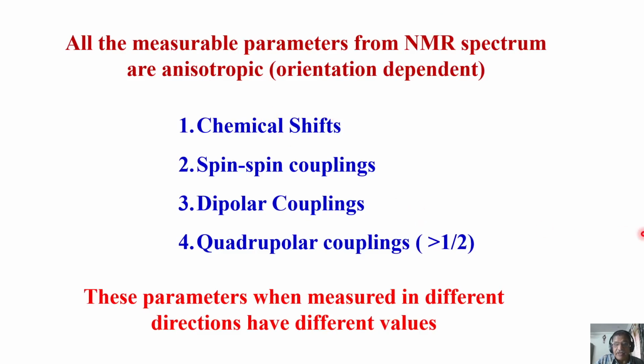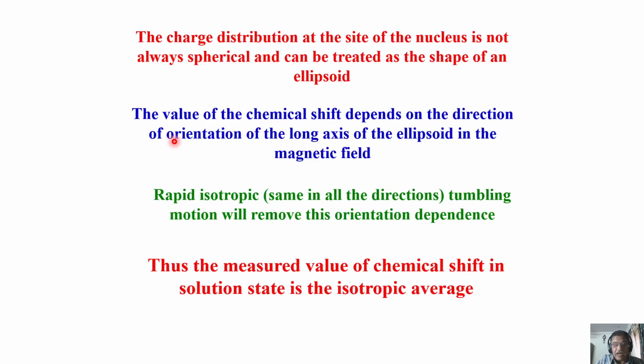In the case of isotropic solution, there is a motional averaging. As I said, these two things get completely averaged out. So what does it mean? The rapid isotropic motion in solution averages out all this orientational dependence. The measured chemical shift value in the solution state is the isotropic average. You get only a single value. In principle, you would have got different values when you measure in different directions if you maintain the anisotropy. But in the solution state, anisotropy is averaged out. So the chemical shift that we measure is the isotropic average.